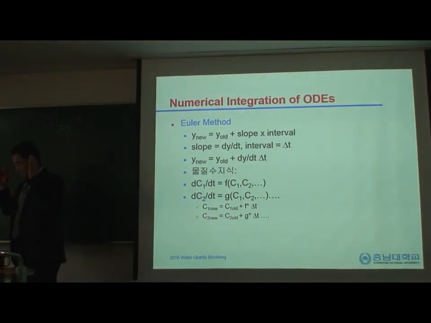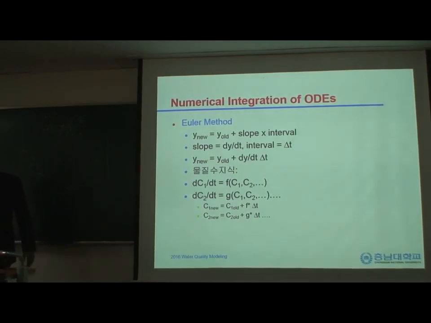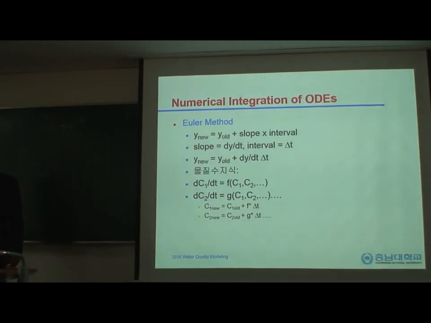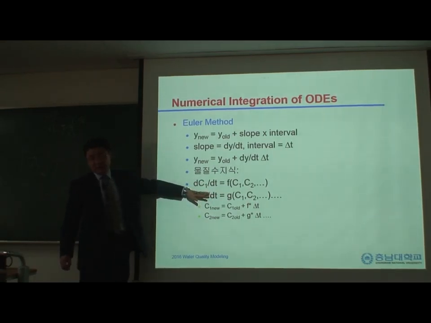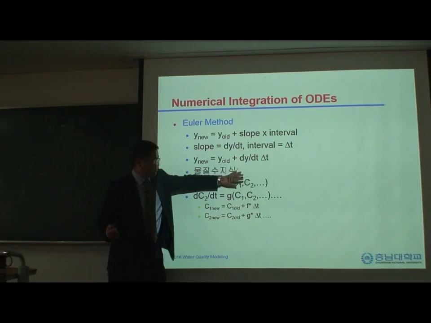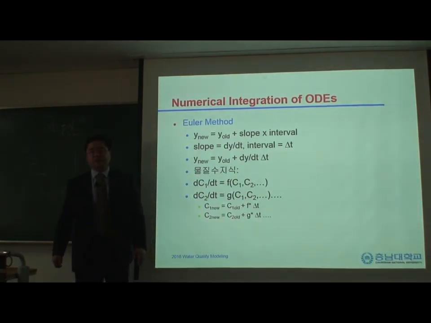This is just one method, and that can give you answers in many of these. If you have systems of differential equations, you have C1 as your variable, and C2 as your variable. Let's say this one is phosphorus. This one is chlorophyll A. And you want to calculate algal bloom. And let's say you know their functions or equations.